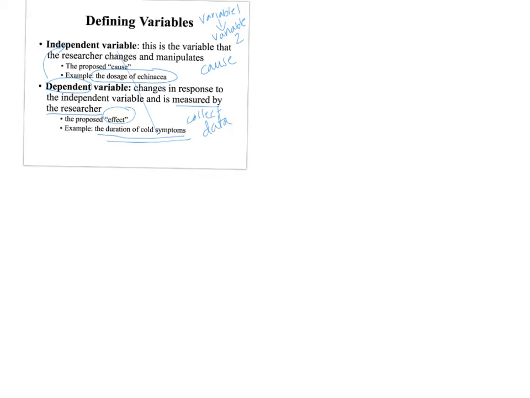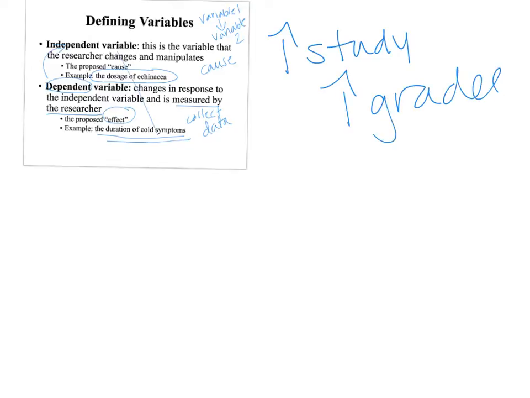So let's do another quick example. Let's say that we have the hypothesis that students that study more have increased grades. Really? Who would have thunk that? So that's our hypothesis. If you study more often, then your grades will be better. So I want you to take just a minute, pause the video, and write down which one of these is the independent variable and which one of these is the dependent variable.